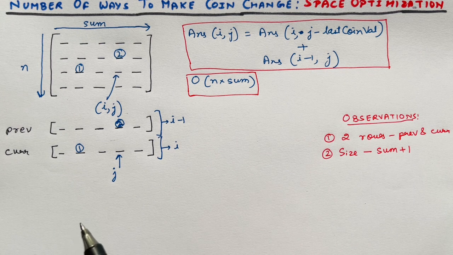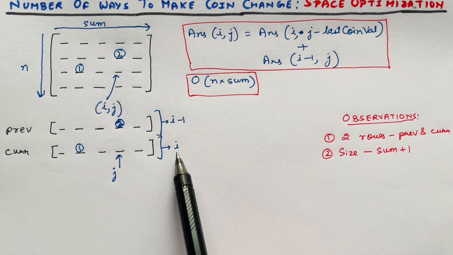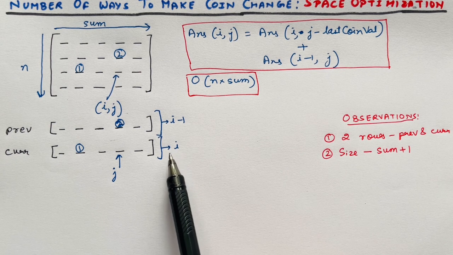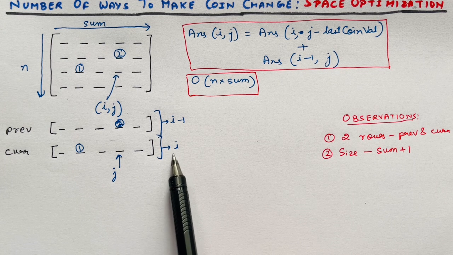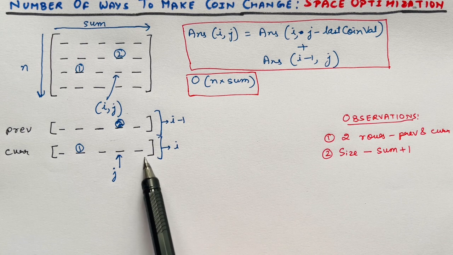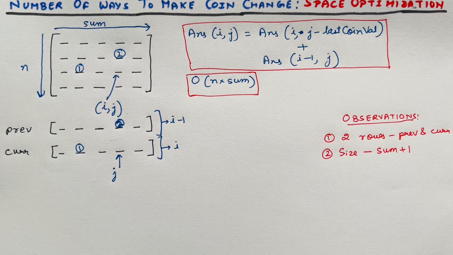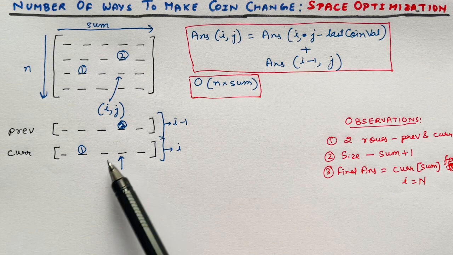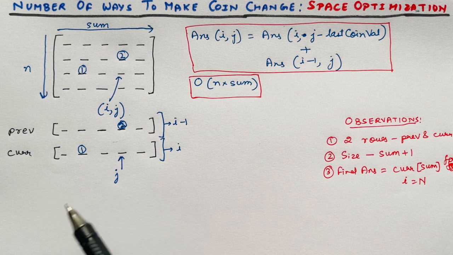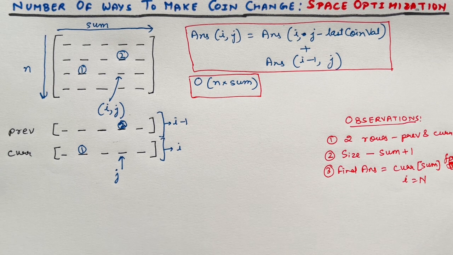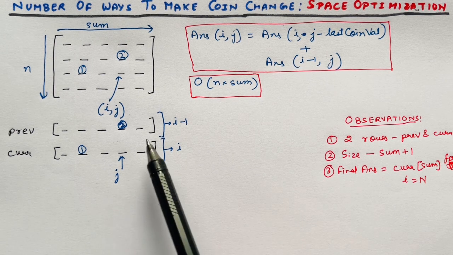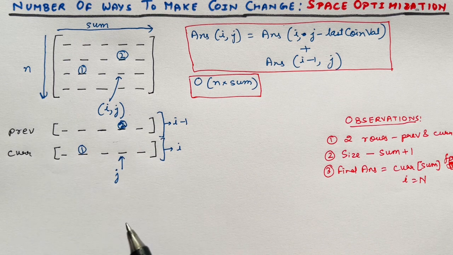But how will we get our final answer? We will get our final answer when I corresponds to n, the total coins that we are given, and j corresponds to the sum. That means when I corresponds to n, this last element will be our final answer. So now we know how to fill any value in the current row using the previous row. We also know how we will get our final answer. But we don't yet know how we will start. How will there be values in the first previous row?